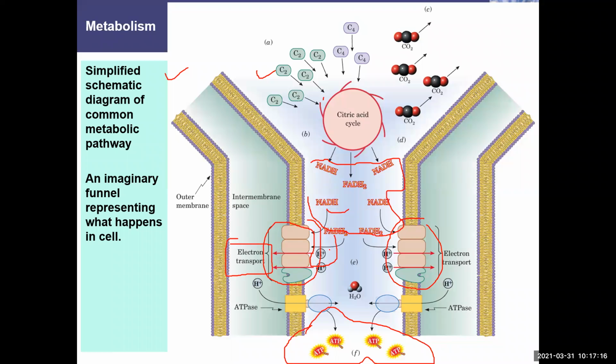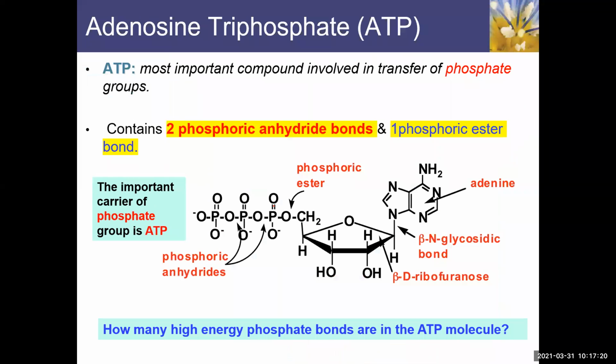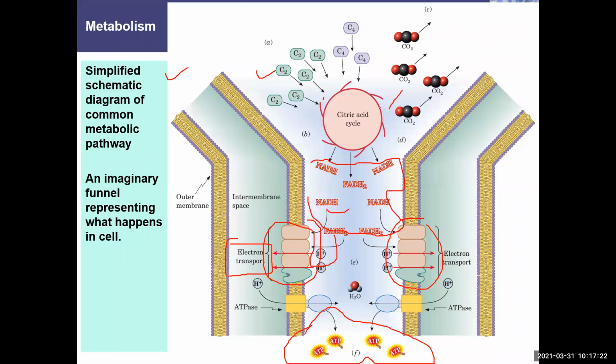This is an imaginary funnel shown over here, and these are the things which come out, because the most important thing about the citric acid cycle is that we release carbon dioxide. Do you know the carbon dioxide which you exhale, where does it come from?